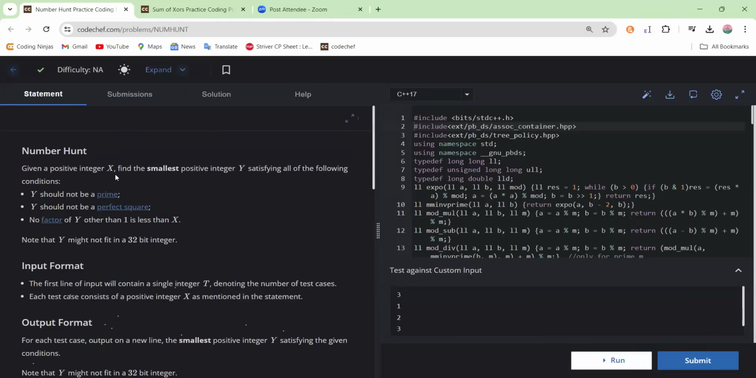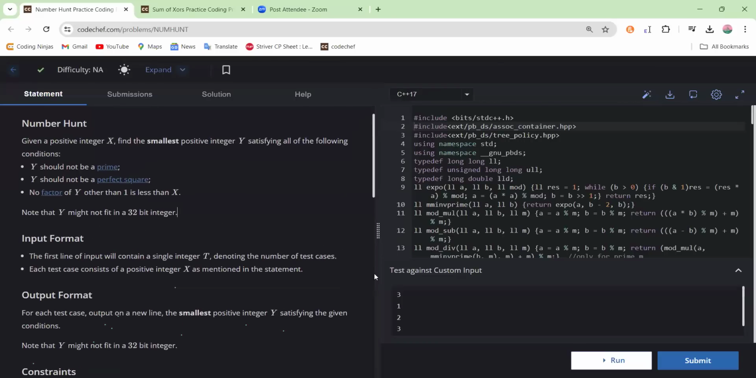Given a positive integer x, find the smallest positive integer y, satisfying all the following conditions. First, y should not be a prime number. Second, y should not be a perfect square number. Third, no factor of y other than 1 is lesser than x. So these are the 3 conditions that you need to satisfy.